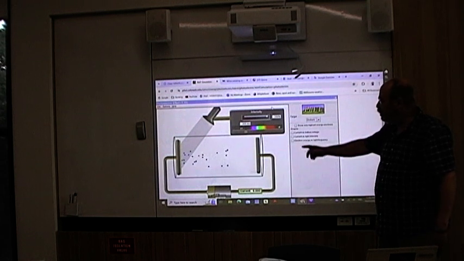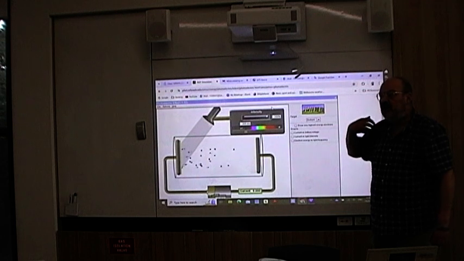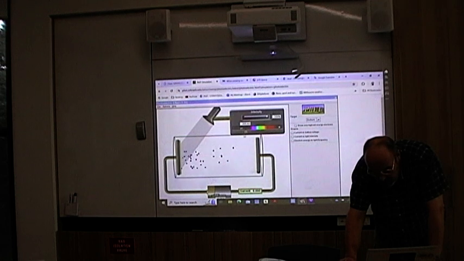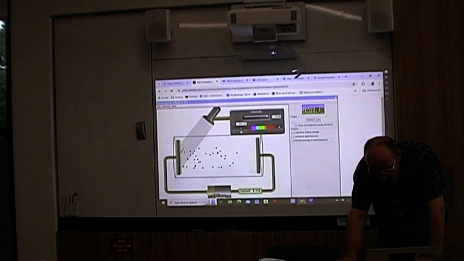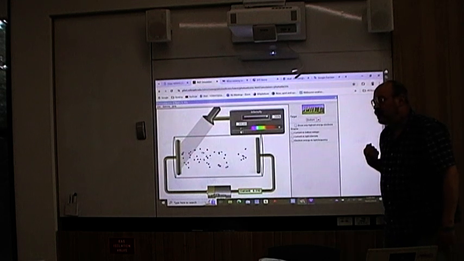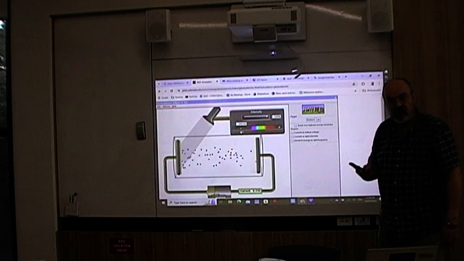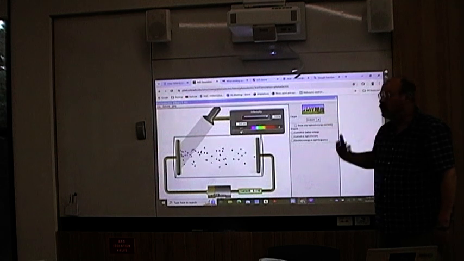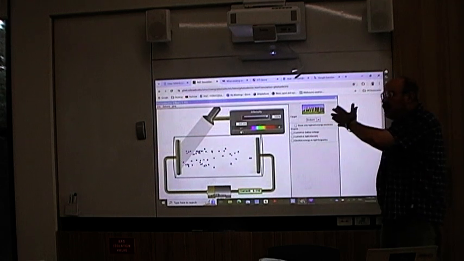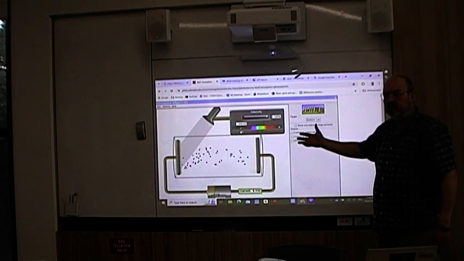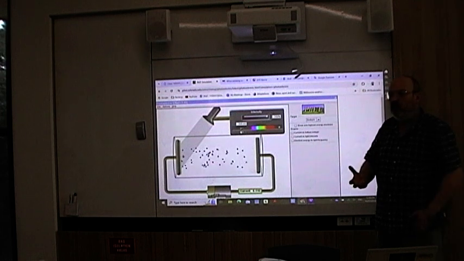But if I now increase the frequency even more, without changing the stopping voltage, I increase the frequency of the light more. And now we get some electrons coming through. So clearly the kinetic energy of electrons is related to the frequency of the light.